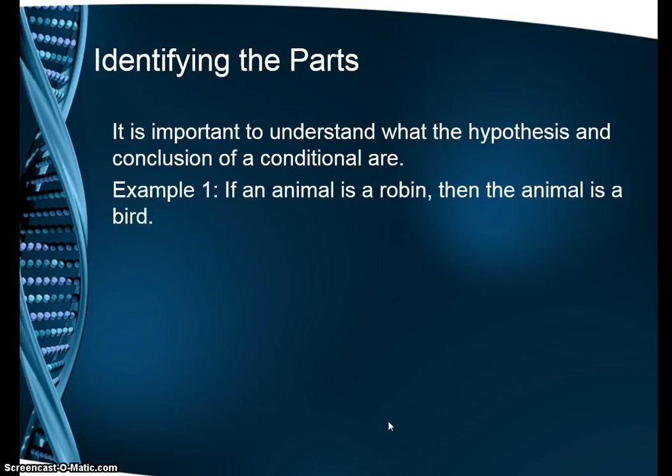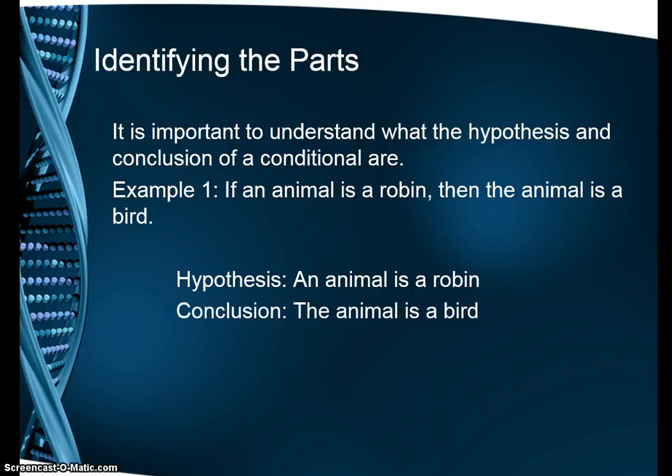So let's do an example. This is a conditional. If an animal is a robin, then the animal is a bird. So as you can see, we have this if and then portion. So if I want to identify just the hypothesis, that's the first part, the if, then it would be an animal is a robin. The conclusion would be the second half of the statement after the comma there, which would be that the animal is a bird.